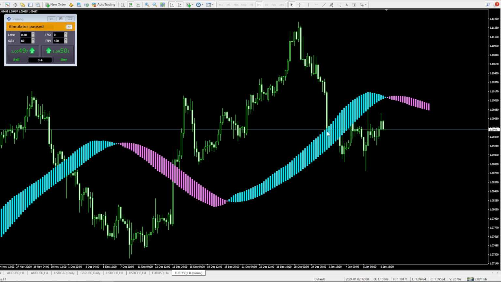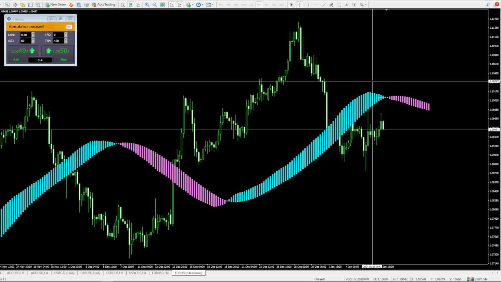Now, from the chart, we can see that the indicator has recently turned from blue to purple, signaling a clear shift in momentum. Additionally, we can see that we are currently range-bound after the large bearish move. Now, once the candle has closed, I will enter my sell trade.